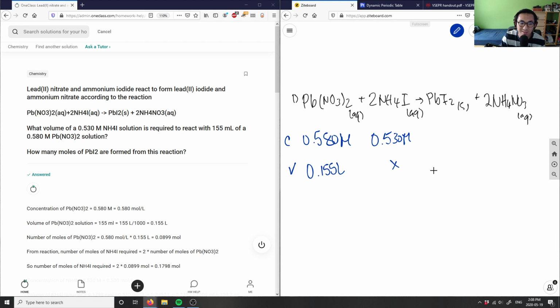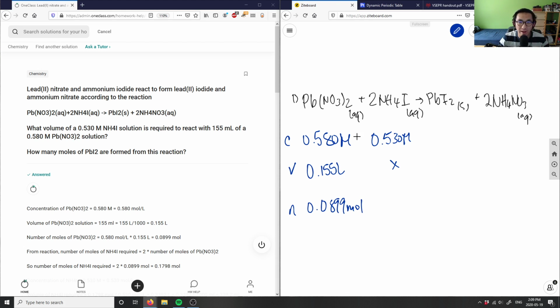We know that C equals n over V, so moles equals concentration times volume. In order to do that, I can solve for the moles of lead nitrate here. That's 0.580 multiplied by 0.155, and we get a value of 0.0899 moles.